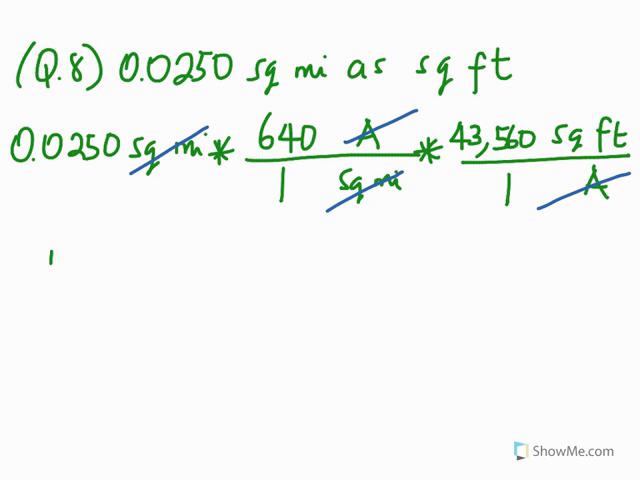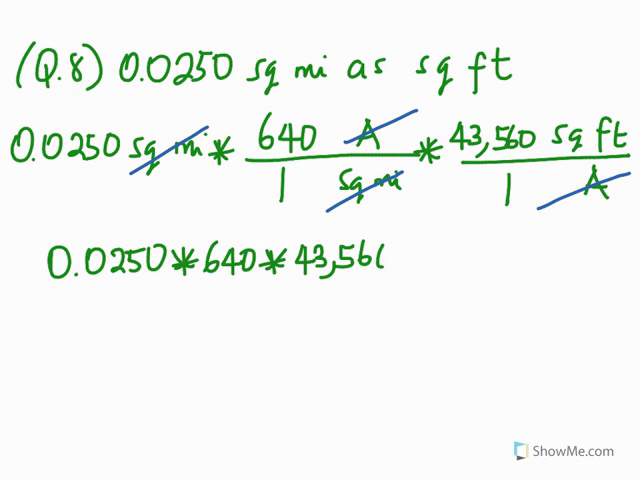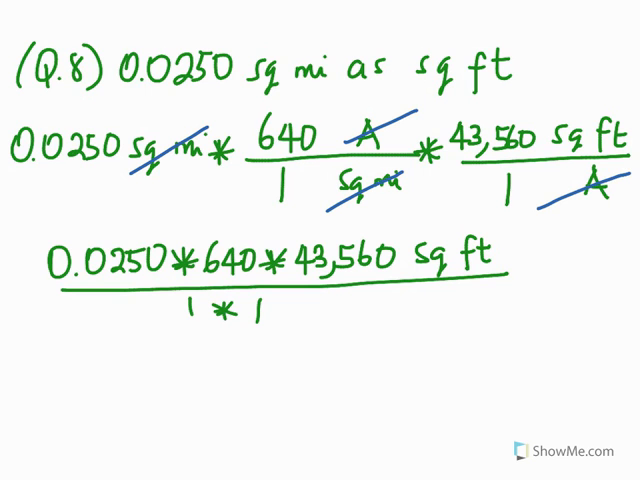So we now have 0.0250 times 640 times 43,560 square feet, all divided by 1 times 1, which is 1. So when you multiply everything, it gives you 696,960 square feet. But you want to change it to the same number of significant digits as the original. Now the original has 3 significant digits.